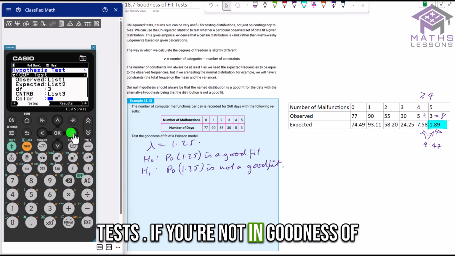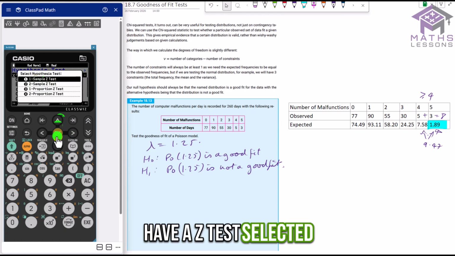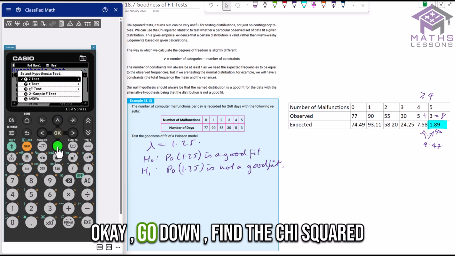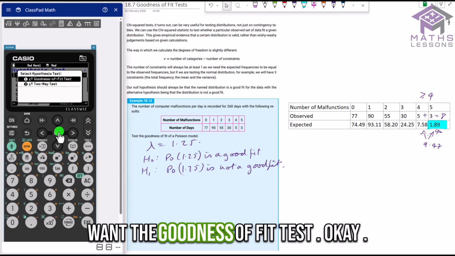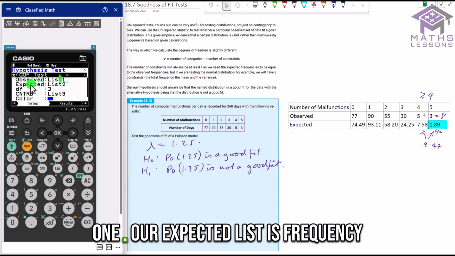If you're not in goodness of fit here, you could very easily have a z-test selected initially. Just go into here, press OK, go down, find the chi-squared test in here, number 3. We want the goodness of fit test. Our observed frequencies were in list 1, our expected frequencies in list 2.